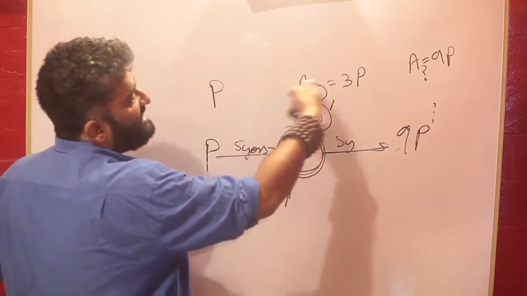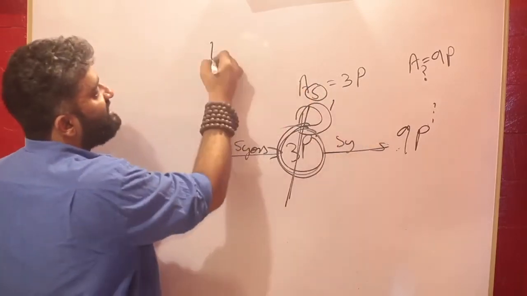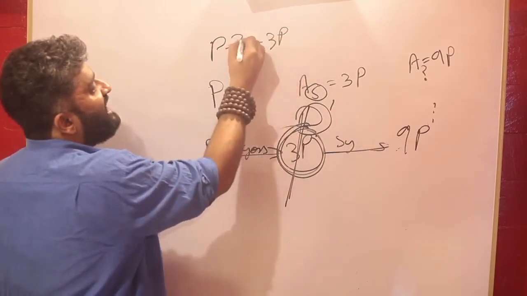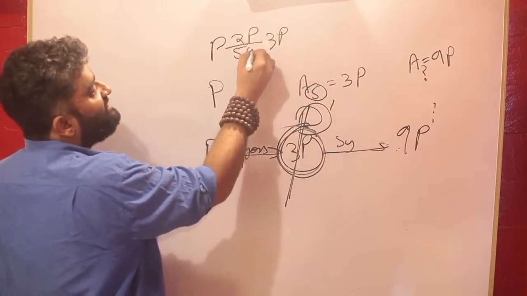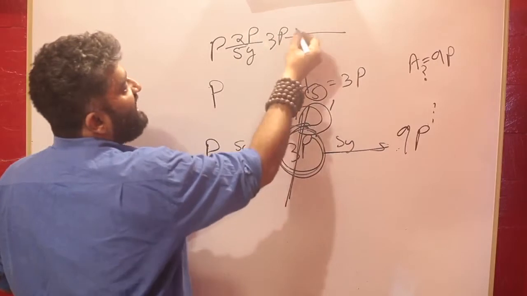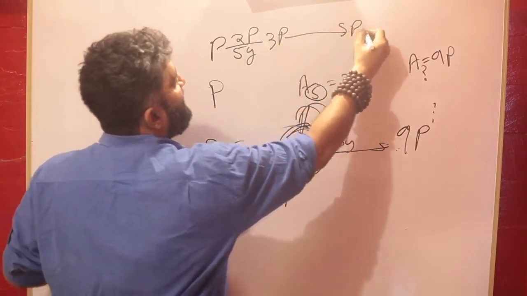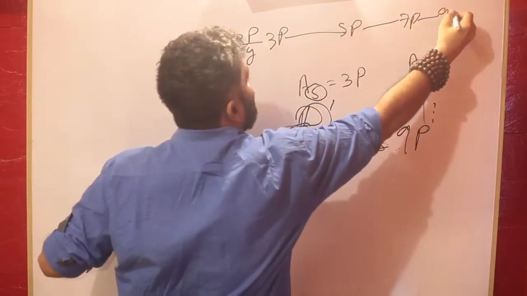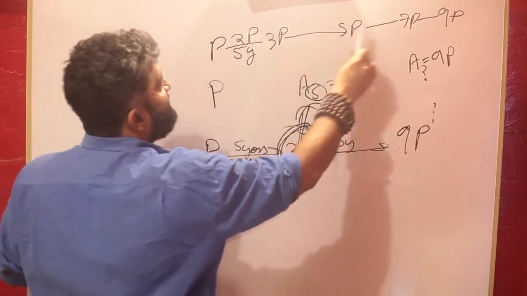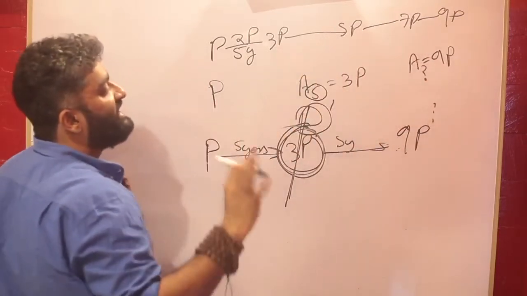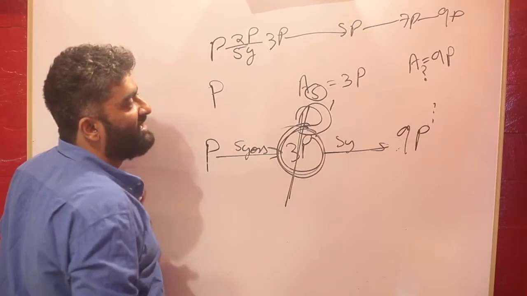So for example, had the same question been in SI, you would have said, okay, P to 3P, that means 2P is getting added in 5 years. And in the next 5 years again 2P will be added, you get 5P, and then you will get 7P, and then you will get 9P. So 5 years, 5 years, 5 years, 5 years, it would have taken 20 years. Here it is only taking 10 years, right?